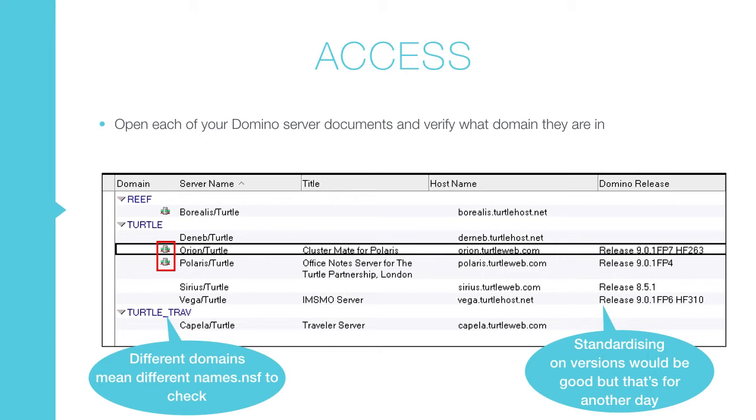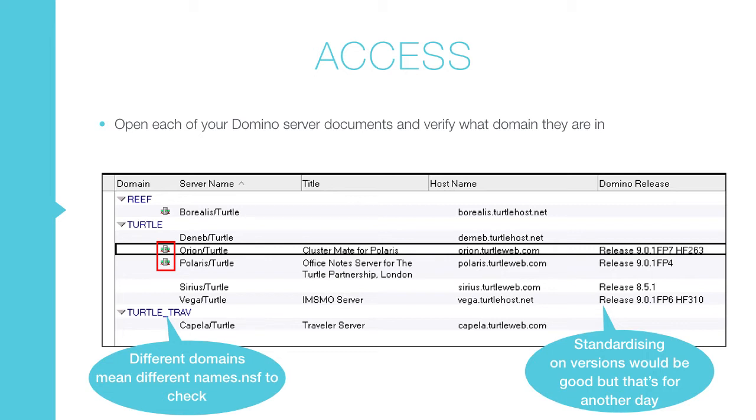is I have a domain called Turtle, but there are two other domains here, Turtle Trav, which has my Traveler server in it, and Reef, which has another server in it. If I see another domain like this, that means there's another names.nsf on another server for me to look at. So that's a clue that you've got other servers somewhere you need to go and find.